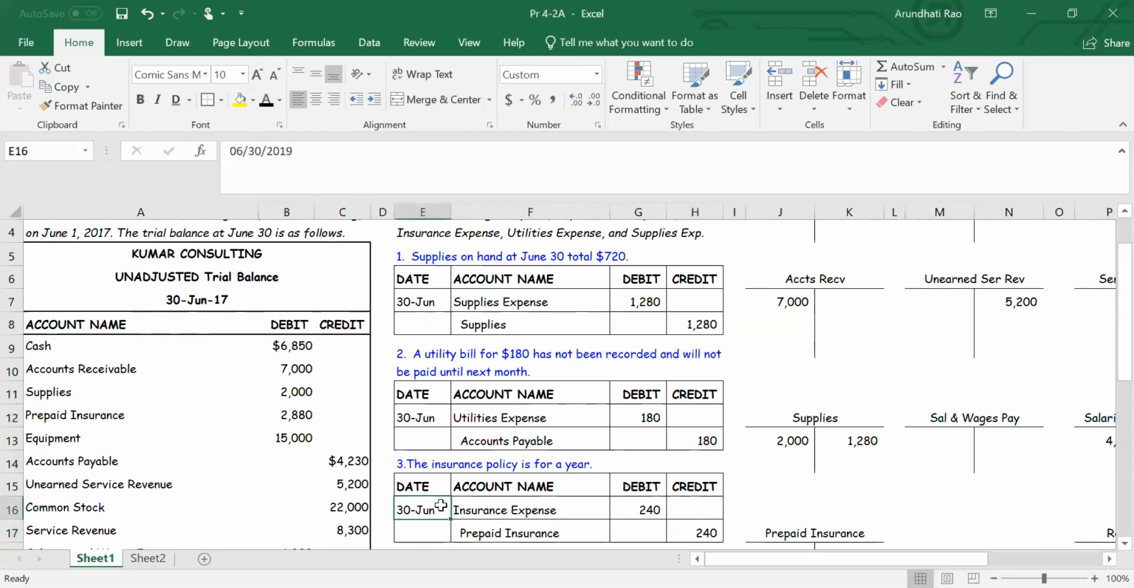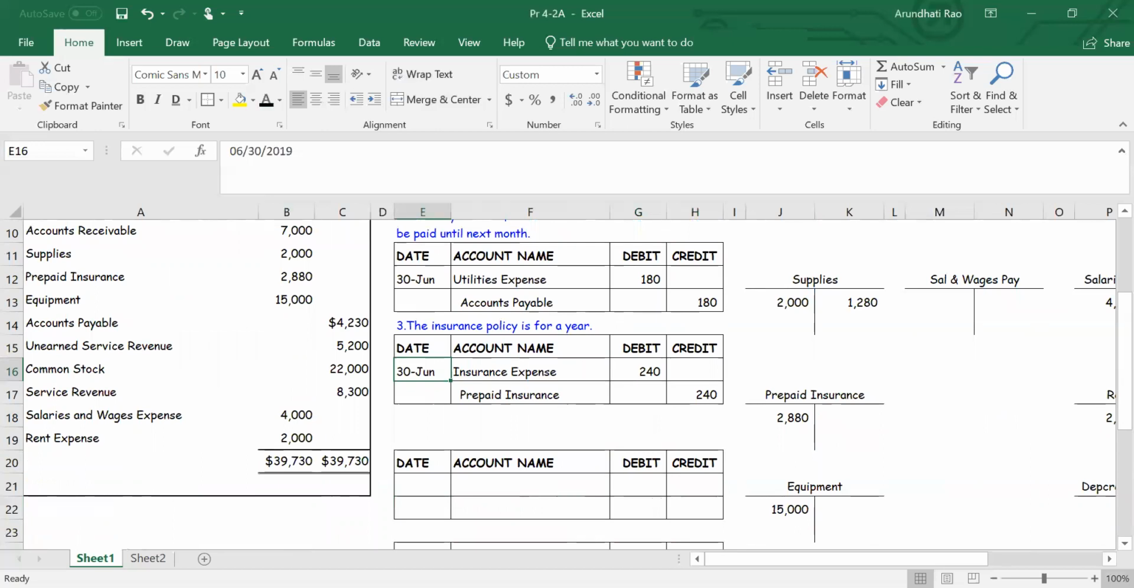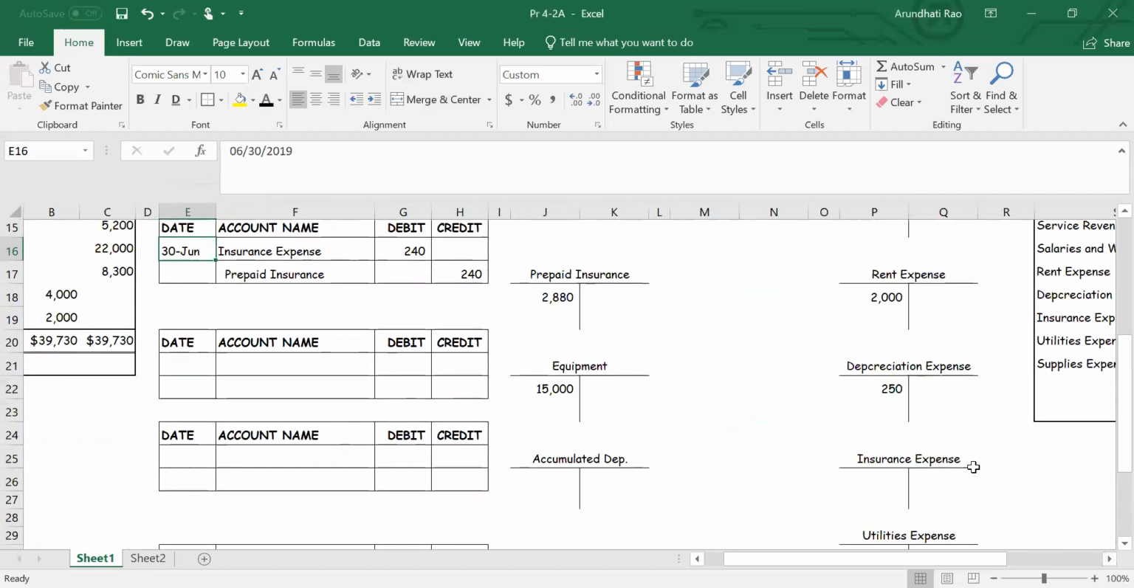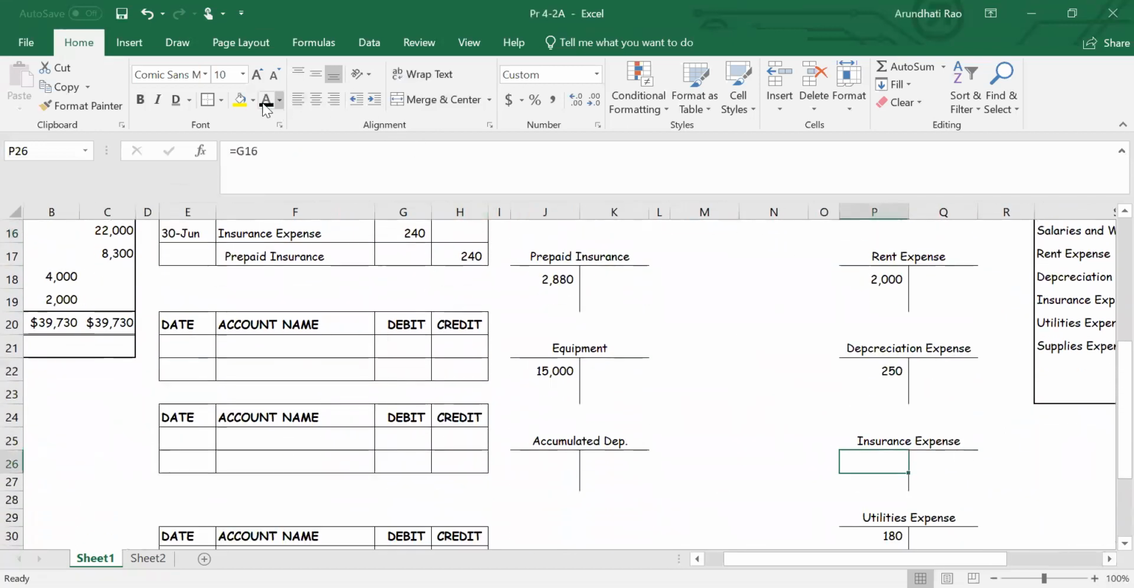So this concept is very similar to the first one we had about supplies. We paid for the supplies, we bought the supplies ahead of time, and as we use it, we call it an expense. With insurance, with passage of time, it becomes an expense. So again, let's go down over here and see what we have. Insurance expense, debit, $240. Prepaid insurance credit, $240.